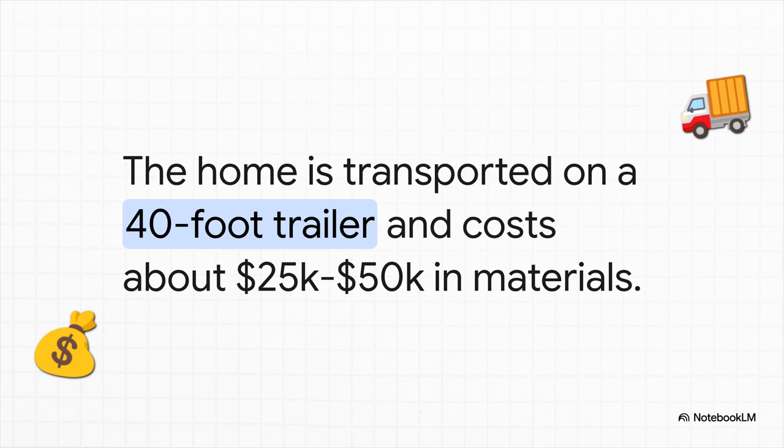Now, you do still have to pay for the physical materials, but the cost is wildly accessible. We are talking about only $25,000 to $50,000 for a complete, highly efficient home. And to make it even more incredible, the finished modular home will literally be transported directly to the builder's own site on a 40-foot trailer. It's essentially a turnkey open-source housing solution delivered right to your plot of land.